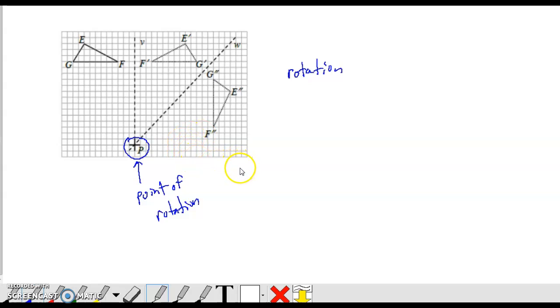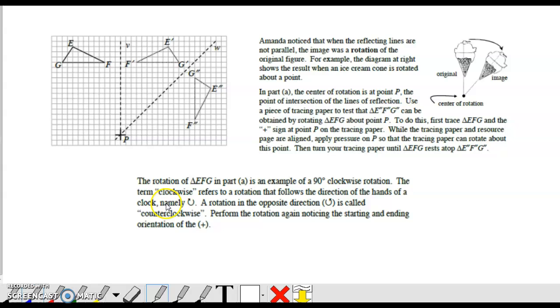Okay, so if you had difficulty reflecting it, let's look at this statement right here. This will probably help us a little better. So disregard this one, we're going to come to it in just a second, but let's look at this statement first. So I'll take this away. It says in part A, the center of rotation is point P, which we just said is the point of rotation. So use our tracing paper to test this out.